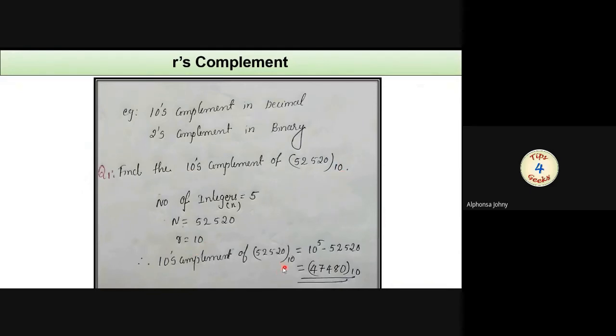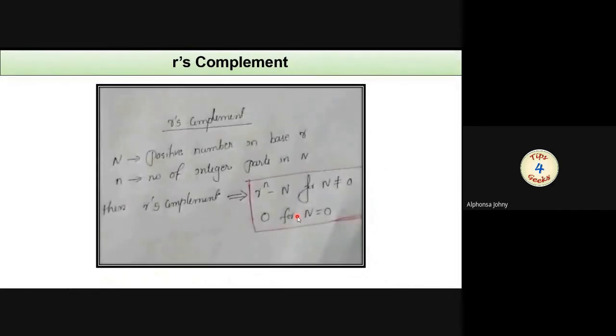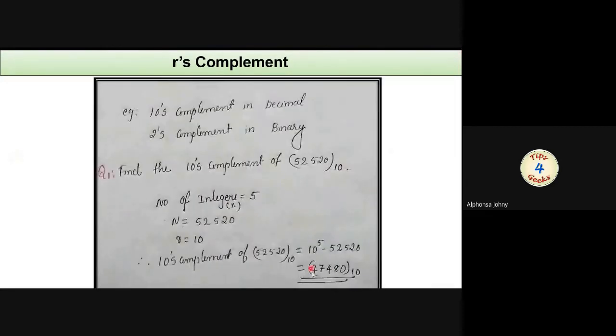So we can simply substitute in the equation: 10's complement of 52520 to the base 10 equals r raised to n minus capital N. So r is 10, 10 raised to n, and the value of n is 5. So 10 raised to 5 minus 52520. Okay, 10 raised to 5 is simple. You can directly calculate in your mind or make use of the calculator. Upon evaluation, we will get the result as 47480. Simple subtraction only in the case of the decimal number system.